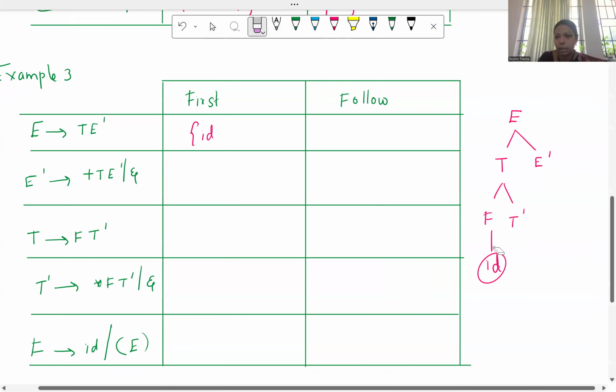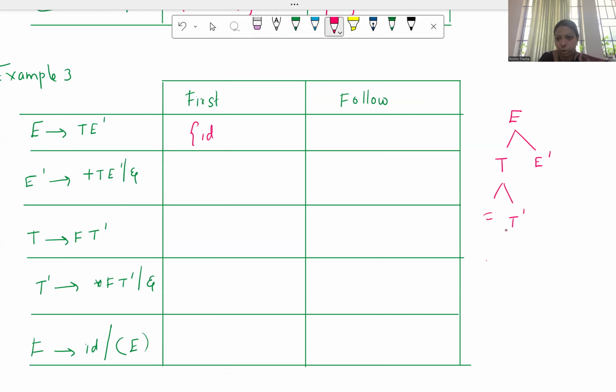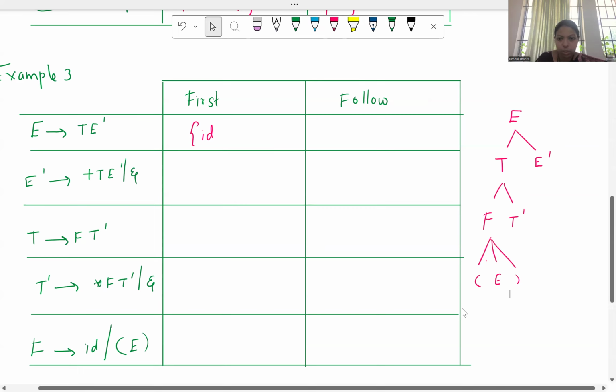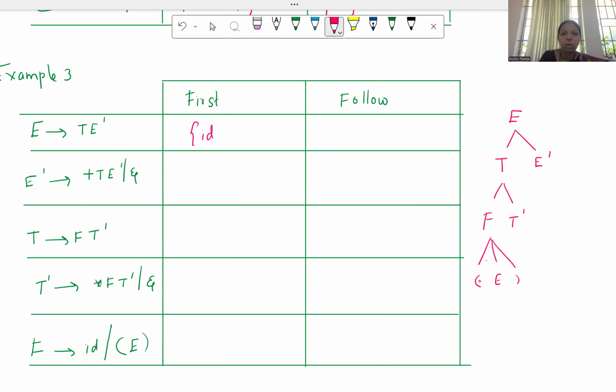And in F, there is another alternative as well. So F can sometimes be this production also. So in that case, how will I do here? F can also have another choice, this production. So when I take this production, who is the first? First is open parenthesis. Open parenthesis is also a terminal. So first of E is either id or open parenthesis.